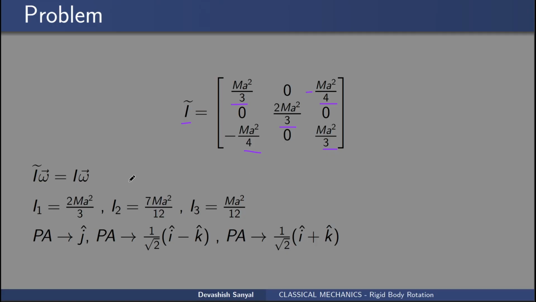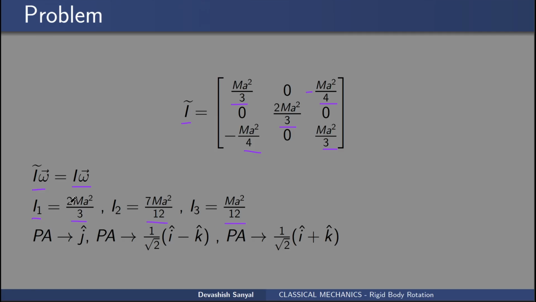So the eigenvalue equation is I omega is equal to lambda I omega. If this eigenvalue has to be correct, the eigenvalue equation has to hold, then the eigenvalues have to be this: I1 is 2ms square by 3, I2 will be 7ms square by 12, and I3 will be ms square by 12.